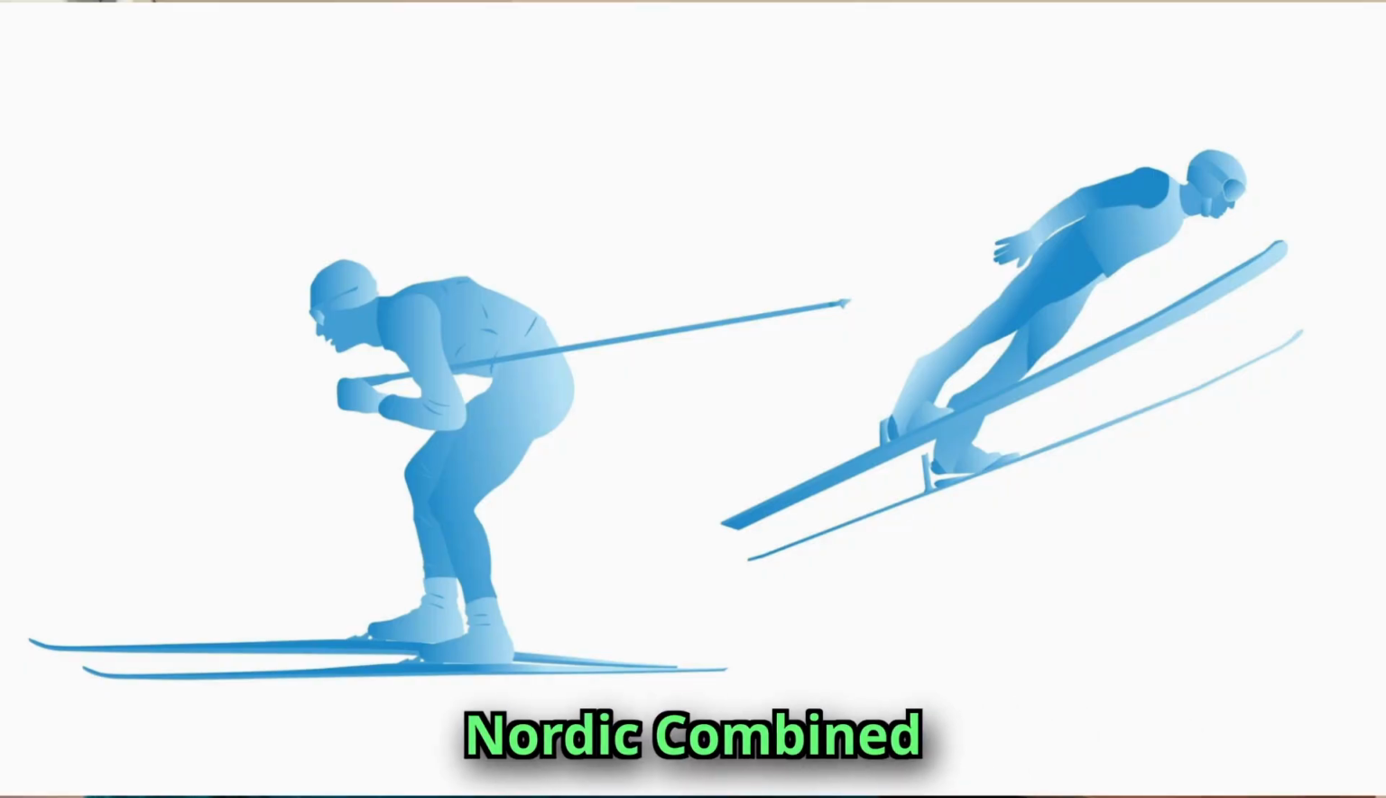Number 5 is Nordic Combined. This is combining ski jumping with cross-country skiing. When we add things together, we are combining them. In this case, we are combining ski jumping with cross-country skiing.